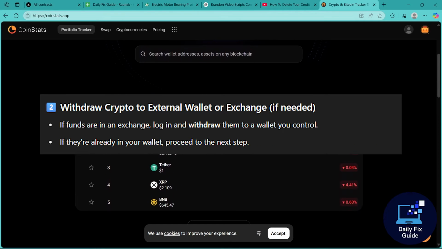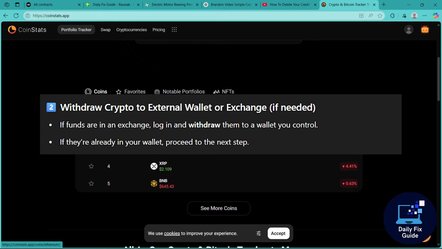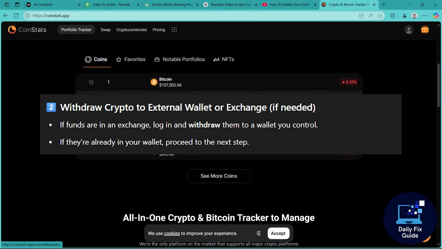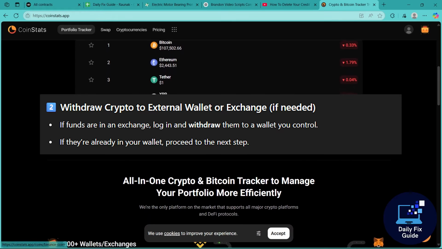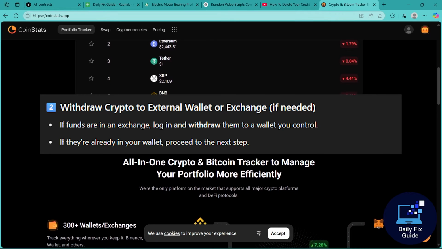Now, withdraw your crypto to an external wallet or exchange if needed. So, if funds are in an exchange, log in and withdraw them to a wallet you control. If they are already in your wallet, proceed to the next step.